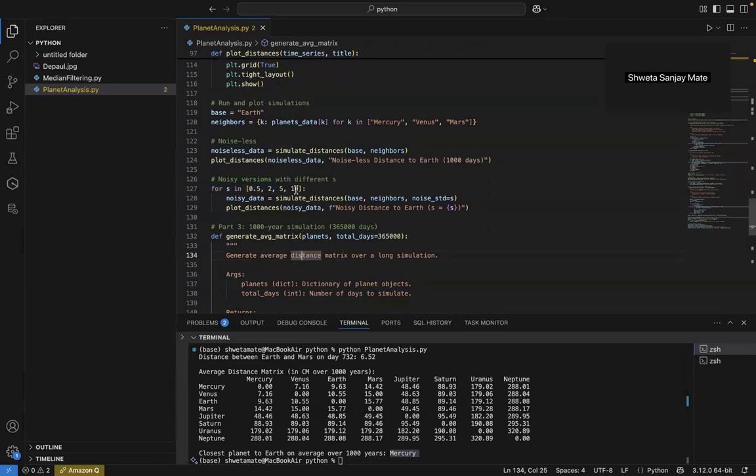As the noise increases, the fluctuations grow wider, but the average ranking mostly remains the same. However, when the noise is high, it may temporarily distort the actual closest planet. This simulates real-world sensor inaccuracies in astronomy.